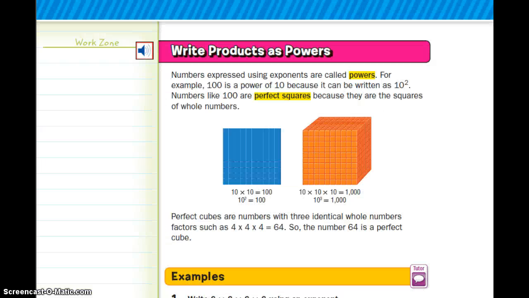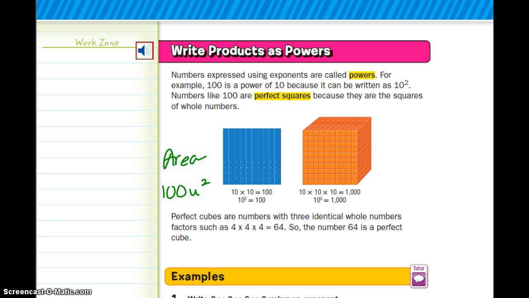Turn the page. Numbers expressed using exponents are called powers. For example, 100 is the power of 10 because it can be written as 10 squared, or 10 to the second power. So again, we have area. When we talk about area, let's say this is 100 units squared, because 10 squared is 100. 100 units squared. That's where the 2 comes from.